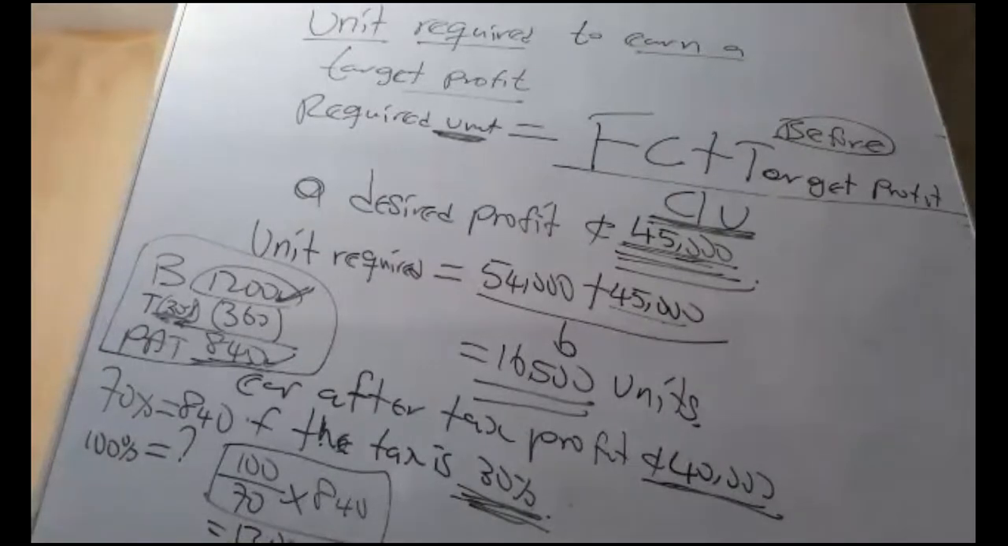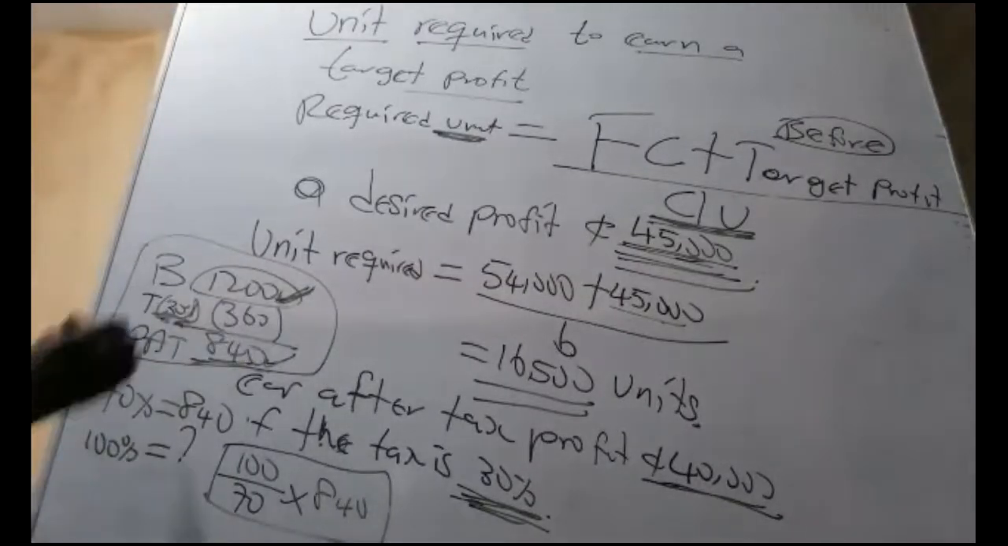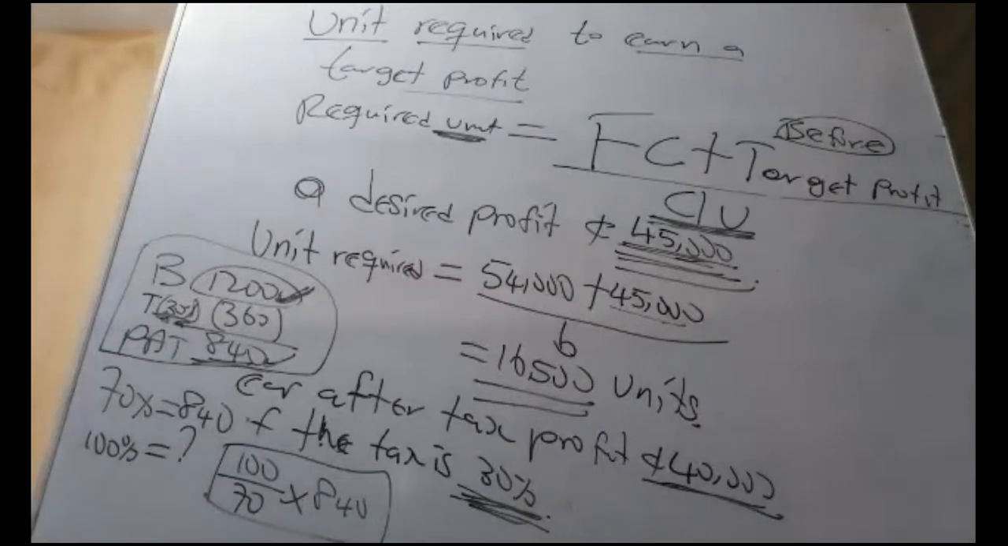Wow. So it means that we are able to produce the 1,200 back with the help of the 840. So take note. So now let me come back to the question. I hope everybody gets it.